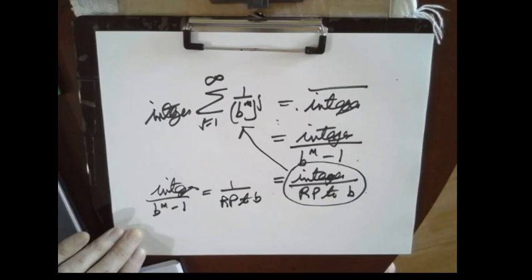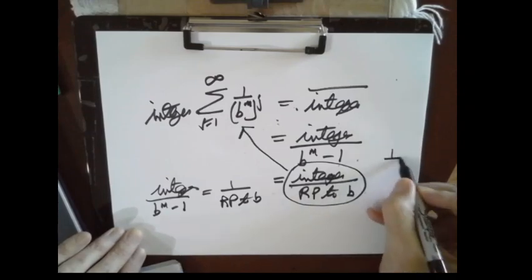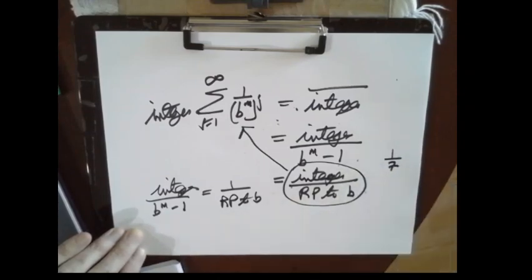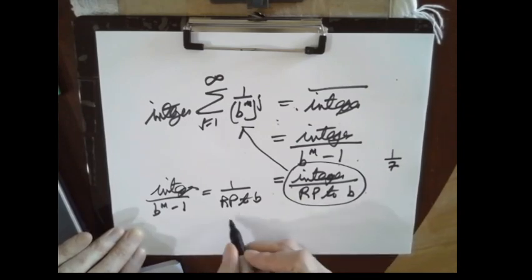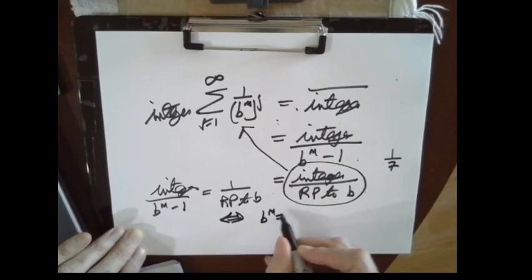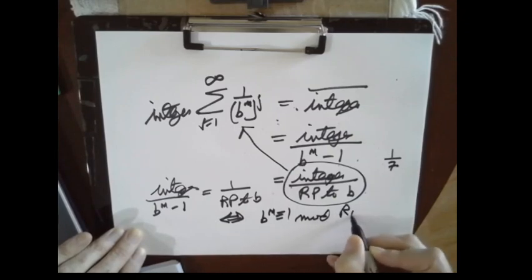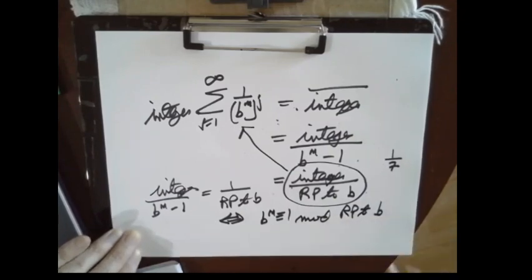I come back over here. Right, so this would be like 1 over 7. And eventually that'll be true if and only if B^m is equivalent to some 1 mod B, relatively prime to B.